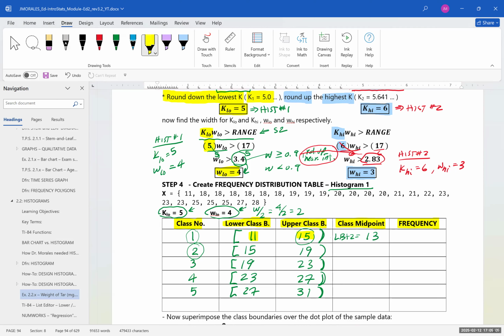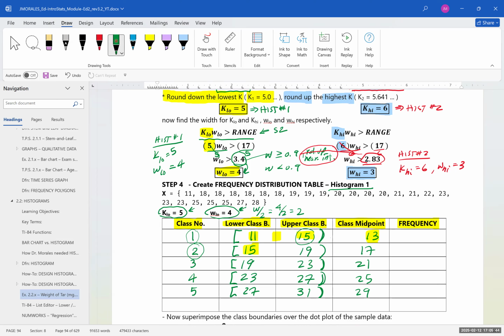And hopefully you see that 13 is right here in between 11 and 15. So now if we take 15 and we add 2 to that, that'll give us 17. We take 19, add 2, that gives us 21. We take 23, add 2, that gives us 25. Take 27, add 2, it gives us 29. Okay, so we have our midpoints.